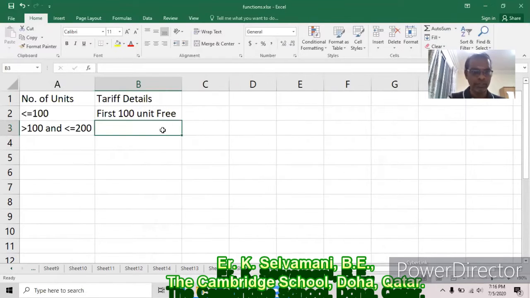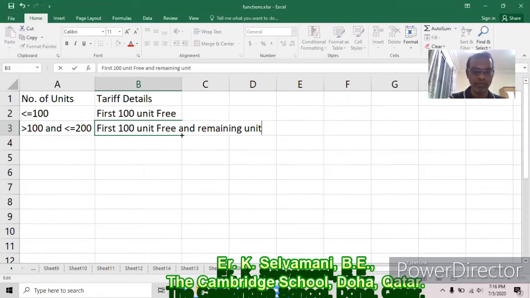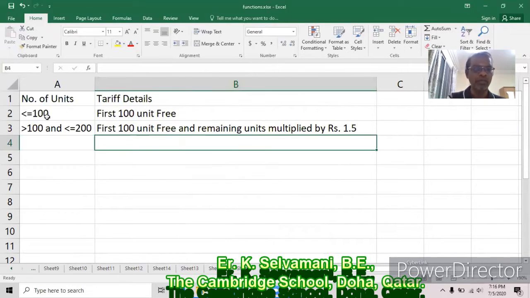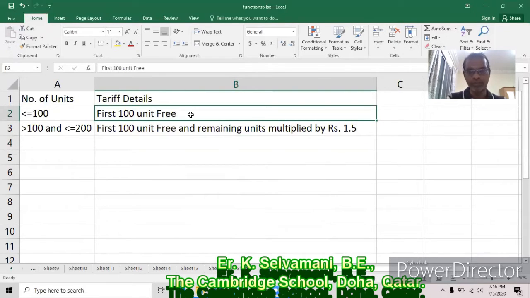Here also, the first 100 units are free. No need to pay any charge. So the remaining units, the remaining number of units, are to be multiplied by rupees 1.50, 1 rupee 50 paise. If the number of units is 99, the amount you have to pay is 0. As well, if the number of units is 100, you have to pay nothing.